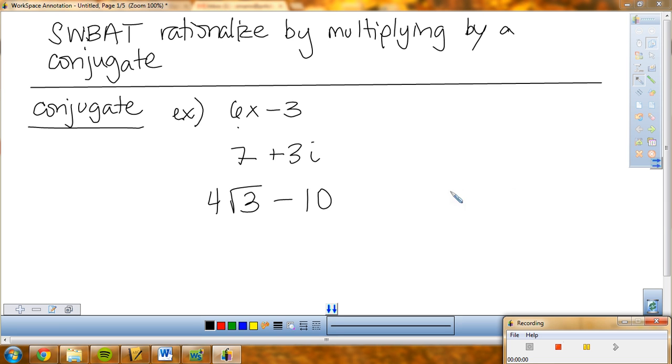So today we're going to be practicing rationalizing an irrational function involving radicals, but in order to do that we're going to need to multiply by a conjugate. So let's look at some examples of conjugates.